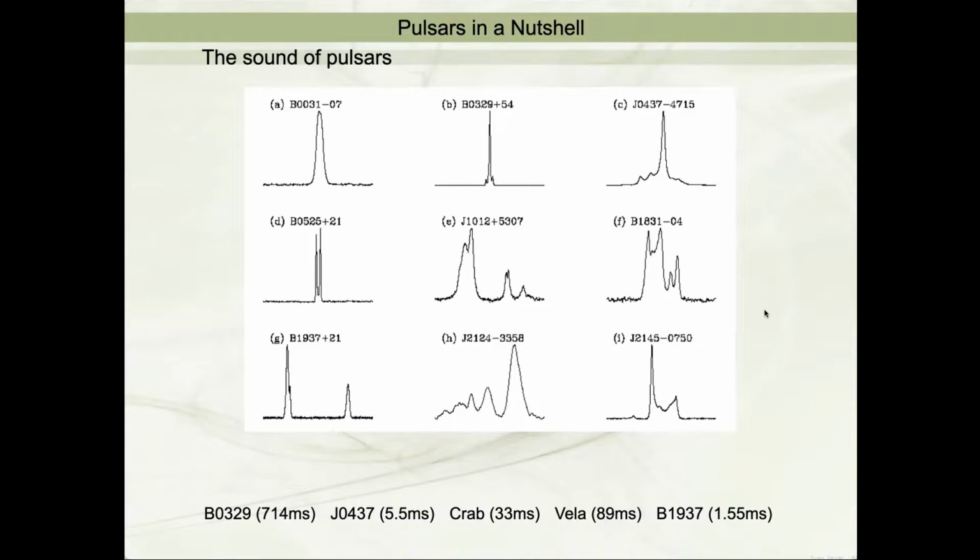Then there's the famous Crab Pulsar. It sounds like this. The Crab Pulsar makes 33 rotations per second, so that's why you hear it super quick. Then the Vela Pulsar is another very famous one, about 11 rotations a second. And then one of the fastest, the second fastest known, is 682 rotations per second. And it sounds like that.